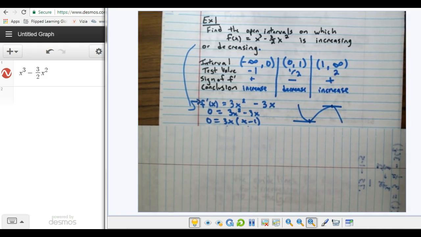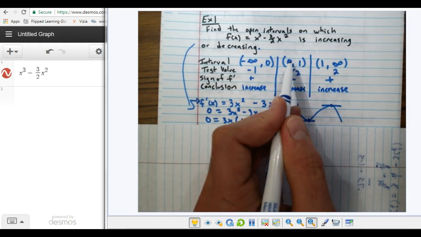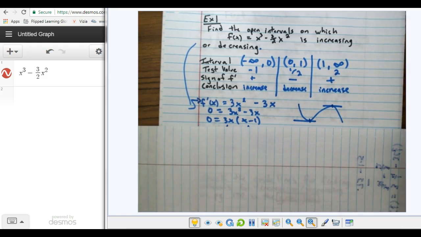So there we go. Okay, so find the open intervals. From negative infinity to 0, my function is increasing. From 0 to 1, it's decreasing. From 1 to infinity, it's increasing. And there you go. That's what we're looking for.